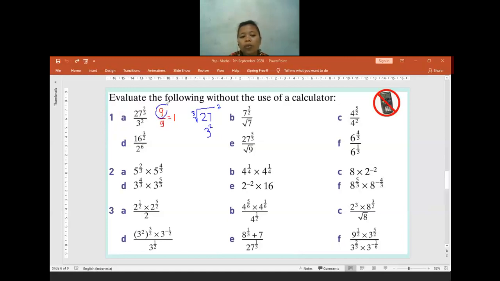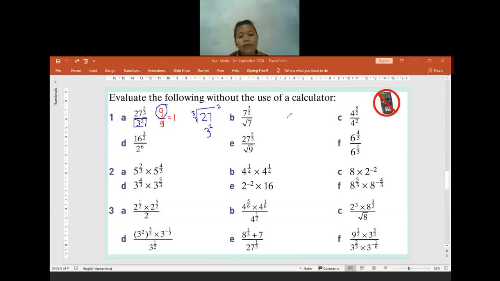And then for the denominator, we have 3 to the power of 2. 3 to the power of 2 means 3 times 3. 3 times 3 will be equal to 9. 9 divided by 9, the answer will be equal to 1. Is there anyone having any question so far? No? Okay. If you have no question, let us move to question B.